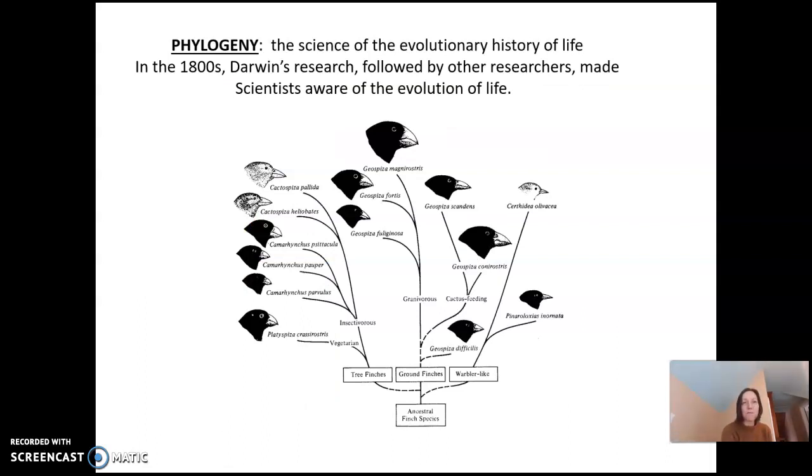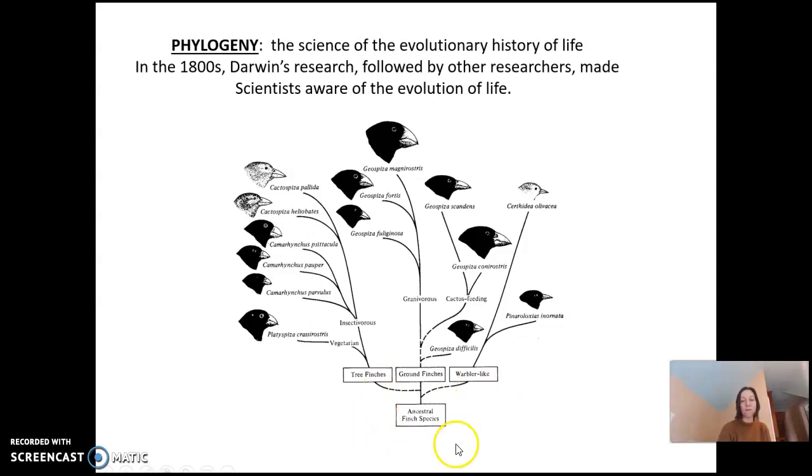Phylogeny developed just after the system of naming, and this is the science of the evolutionary history of life. So this is related. We name organisms, but then we want to put them into groups, and it makes the most sense to put things in groups that are closely related. So in the 1800s, Charles Darwin did research on biological organisms, followed by other researchers, and made scientists aware of the evolution of life, that organisms change over time, the populations, I should say, of organisms change over time.